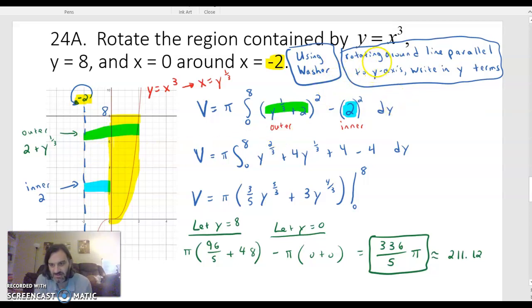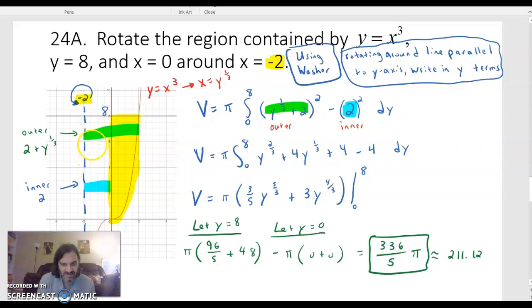So when we use washer, if we're rotating around the y-axis, we put everything in terms of y. So since x equals -2 is parallel to the y-axis, we will write it in terms of y. And remember that the washer method, like I said, will be pi times an outer radius squared minus an inner radius squared, integrated. So let's see where we get.